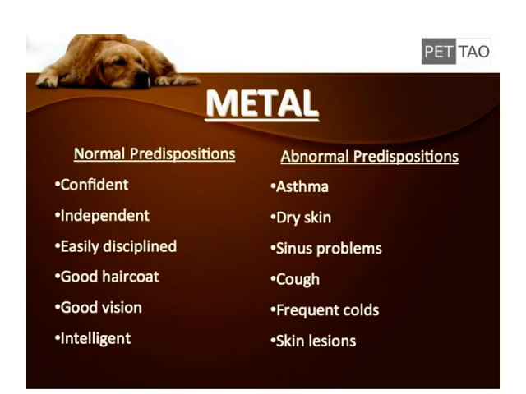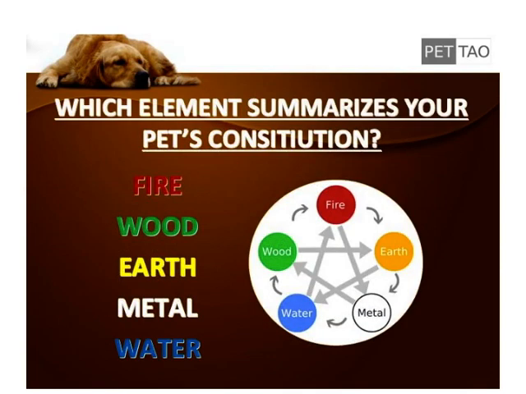And the diseases these dogs tend to suffer from are typically diseases related to the lung. Diseases such as asthma, sinus problems, maybe nasal congestion, cough, frequent colds. Some even have dry skin, and some also tend to have skin lesions or a dry coat, that type of thing. So we've been through the 5 different constitutional types.